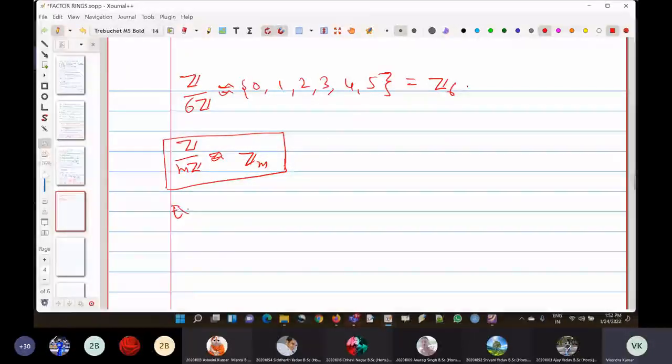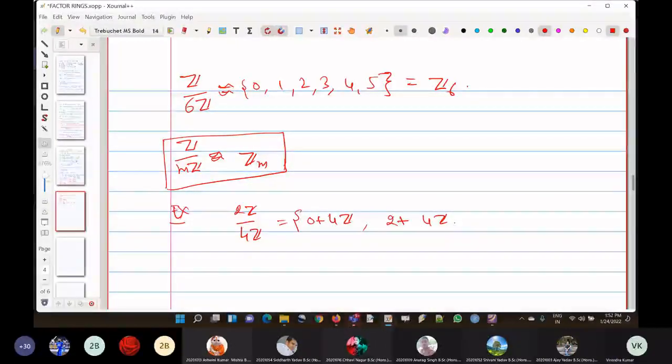Next example, we can take 2z upon 4z. We have just seen that 4z is maximal in 2z. So what kind of elements are there? 4z we can write here, and 4z again we can write here. So in 2z we have 0, and in 2z we have 2 plus 4z, like this.